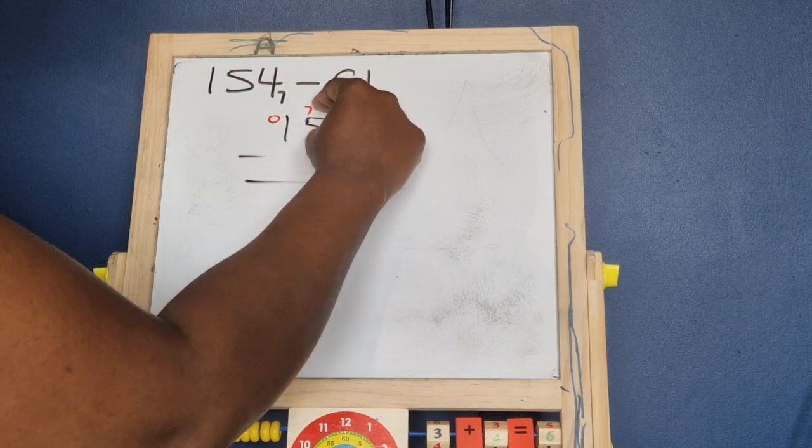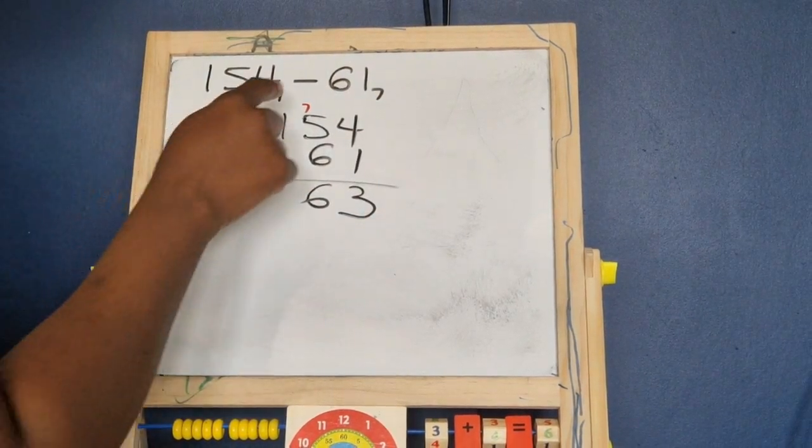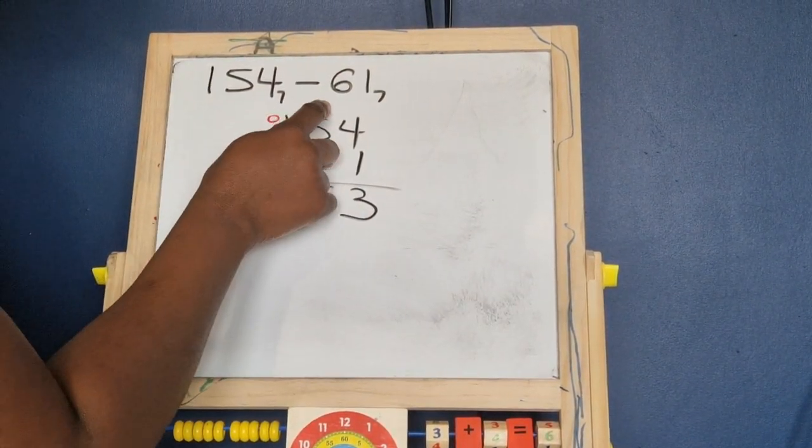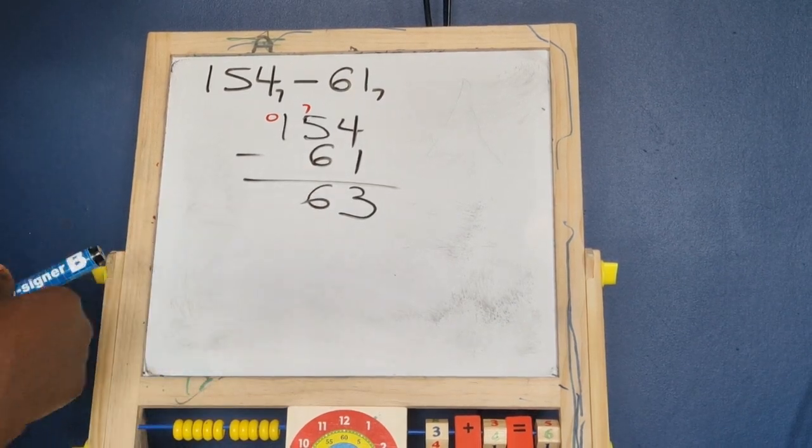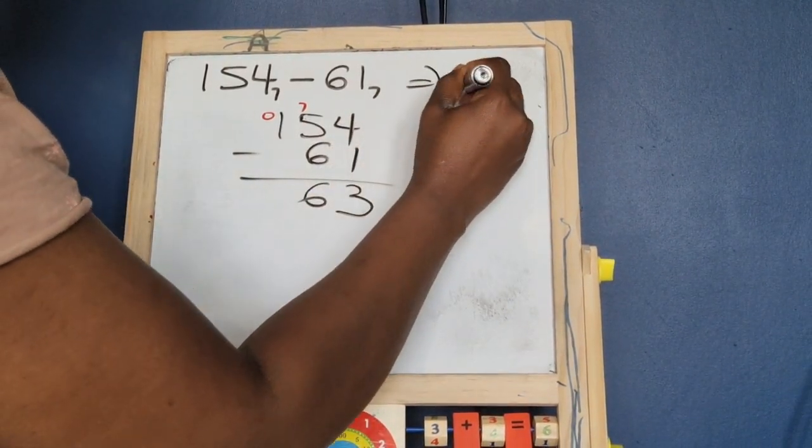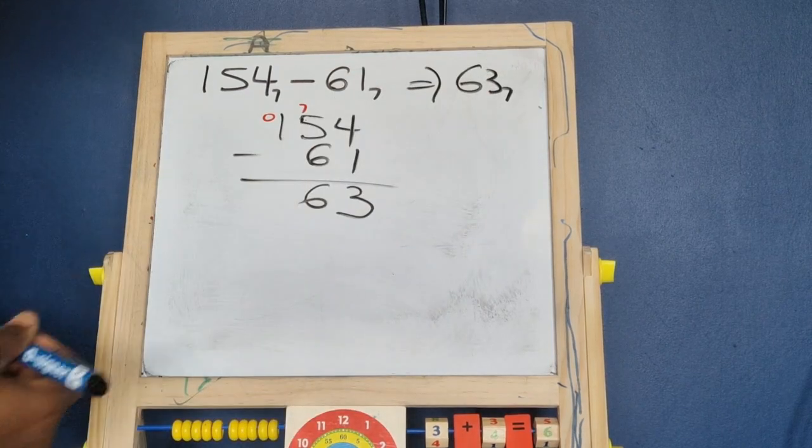Then we add that 7 to the 5, and that would give us 12. Then we say 12 minus 6, that would be 6. So this would be equal to 63 base 7.